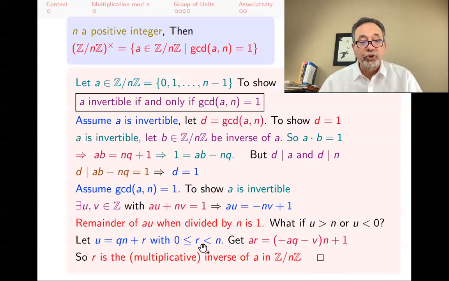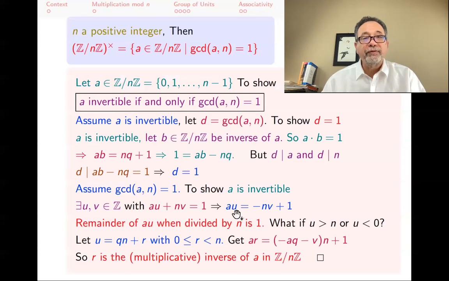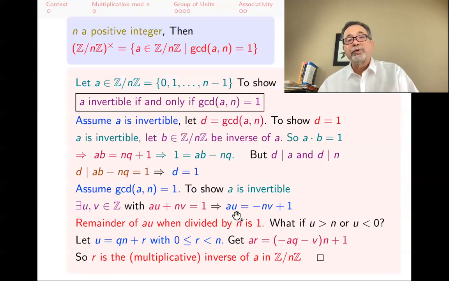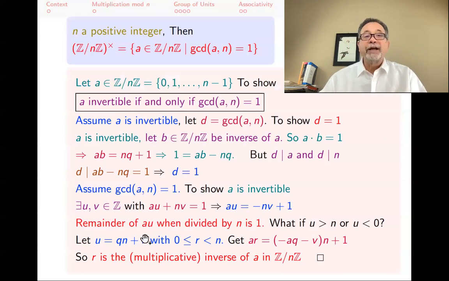This R, we know for sure, is between 0 and N, is the multiplicative inverse of A in Z mod NZ, and therefore A is invertible. We started with the greatest common divisor equal to 1, and we found our inverse. We first found a supposed inverse U that was very close to being an inverse. You multiplied by A, and the remainder when divided by N was 1, but U might have been too large. And then if you find the remainder of that U when divided by N and follow through with the algebra, you will see that that R, that remainder, is the multiplicative inverse of A in Z mod NZ.